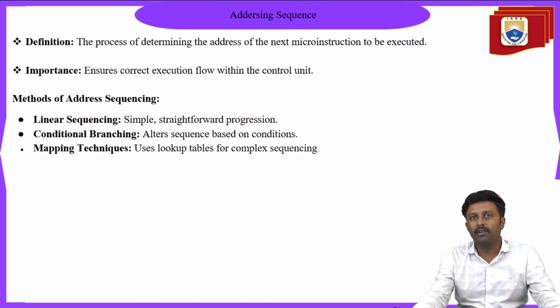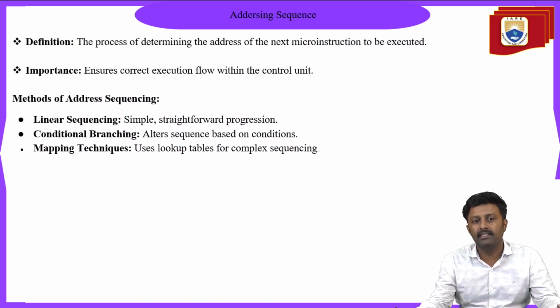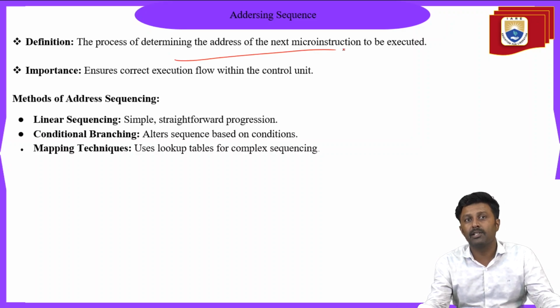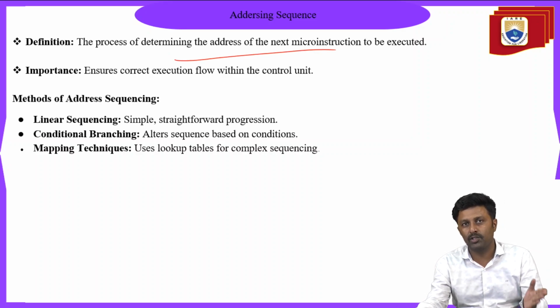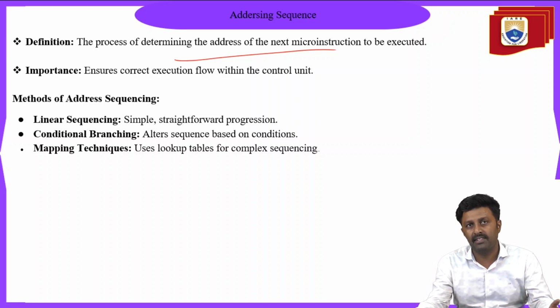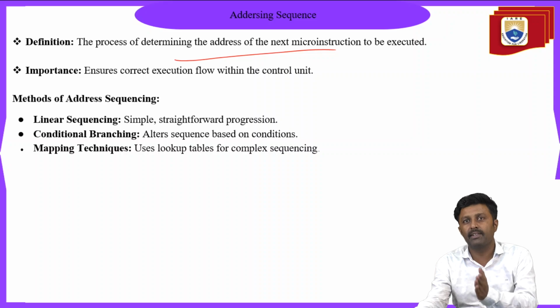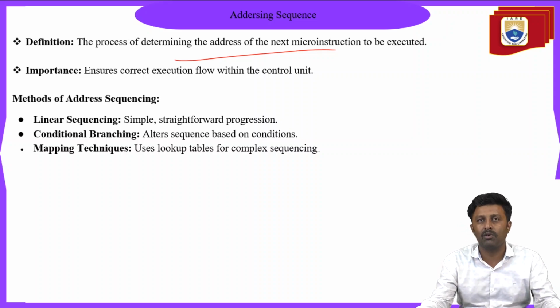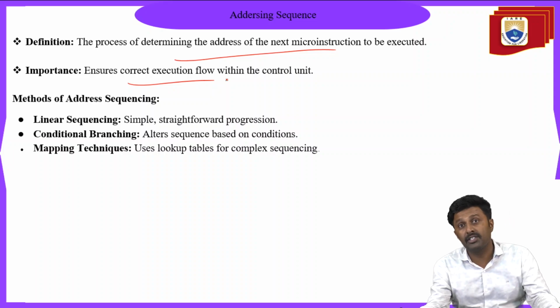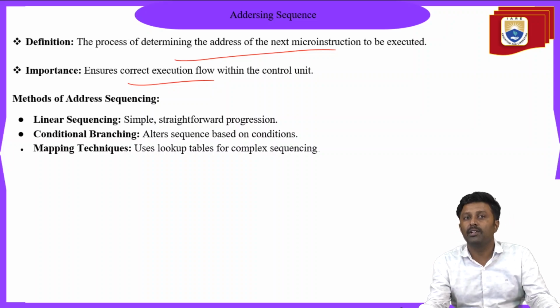The next topic of discussion is address sequencing. That is the process of determining the address of the next instruction to be executed. As a computer receives any number of instructions, we have to sequence those instructions, and that concept is called address sequencing. Its importance is to ensure a correct execution flow within the control unit.